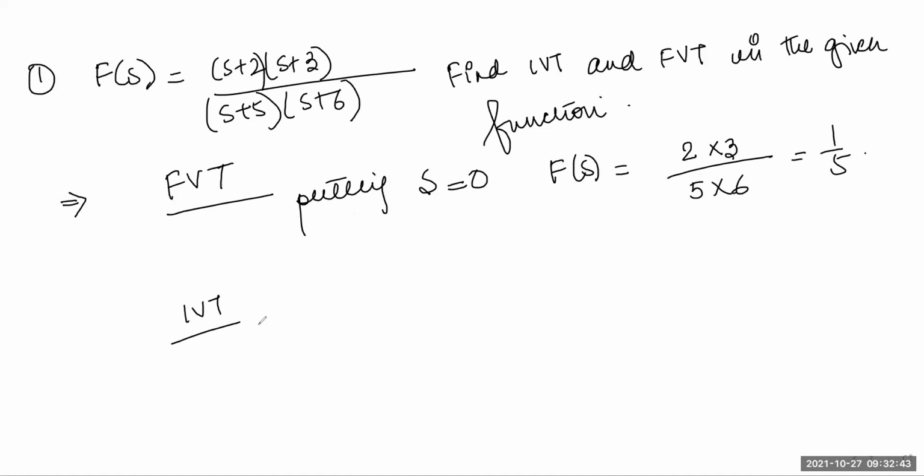And in case of IVT, you have to put S equal to infinity, right? So if you put S equal to infinity, then definitely my F will be 1. So this is the way we can solve the problem when applying the theorem. Sometimes short questions actually come on the basis of this FVT and IVT. Now I'll give you a model and you have to find the transfer function of that particular model.